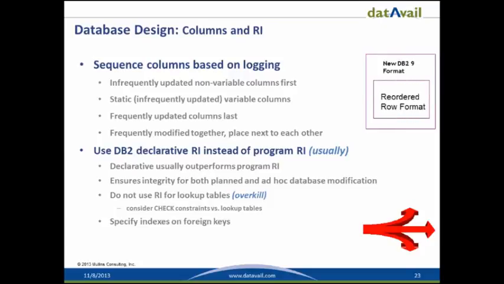Now you may be saying, oh, didn't DB2 version 9 add this new row format that moves all those variable columns to the end of the row? And yes, it did, and that kind of messes with the ruling here, where I'm saying follow these 4 bullets under the first big bullet. But still, this is the best that you can do with the reordered row format. DB2 is going to juggle them around for you. You still want to try and get your infrequently updated non-variable columns to the beginning of the row.